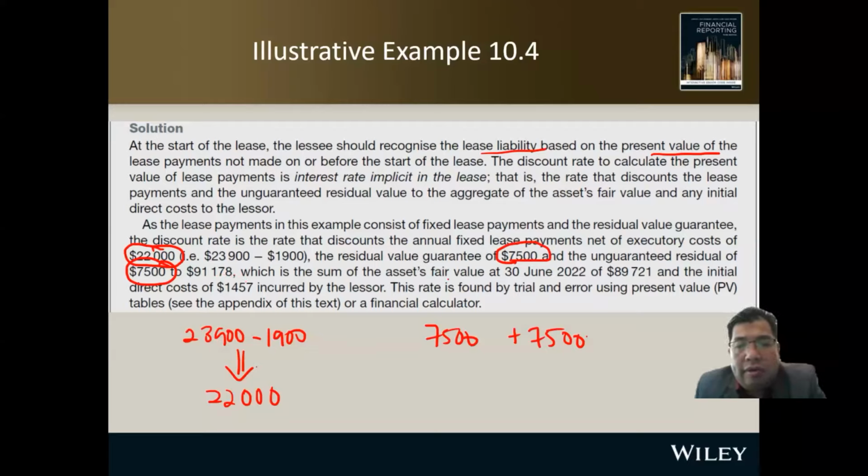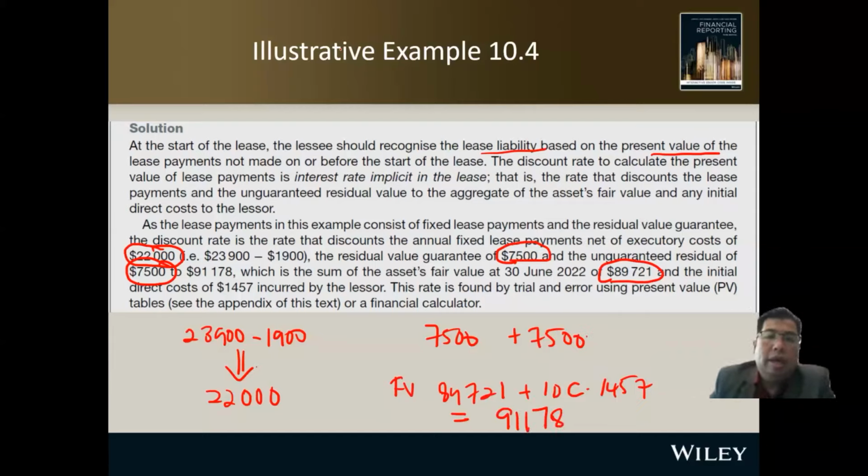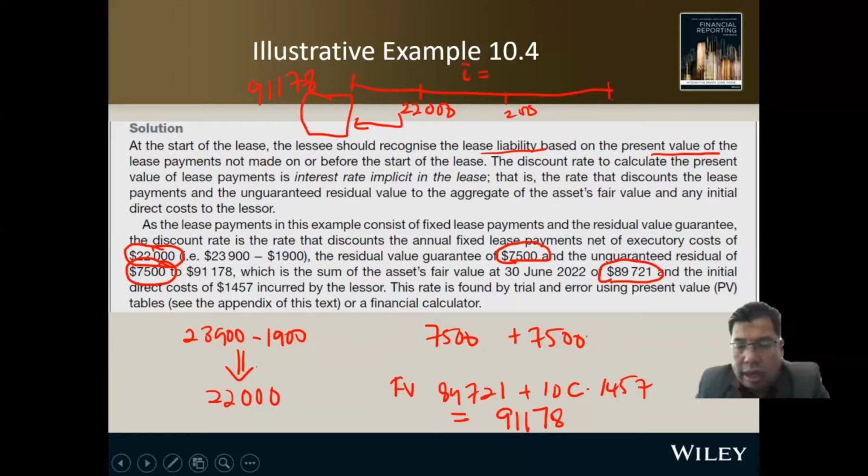The 91,178 is the sum of the fair value of the asset, 89,721, plus the IDC of 1,457. So in simple terms, you have here 22,000 payments, and you need to discount them, and the present value should be 91,178. So what is the discount rate? You need to do the calculation from there.